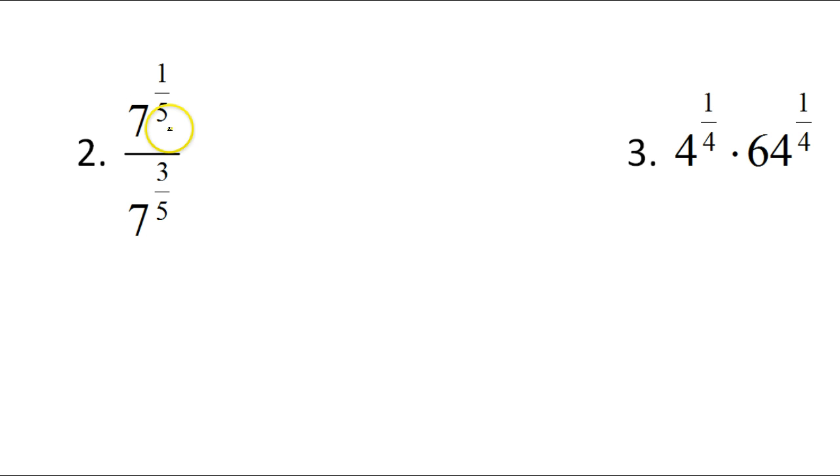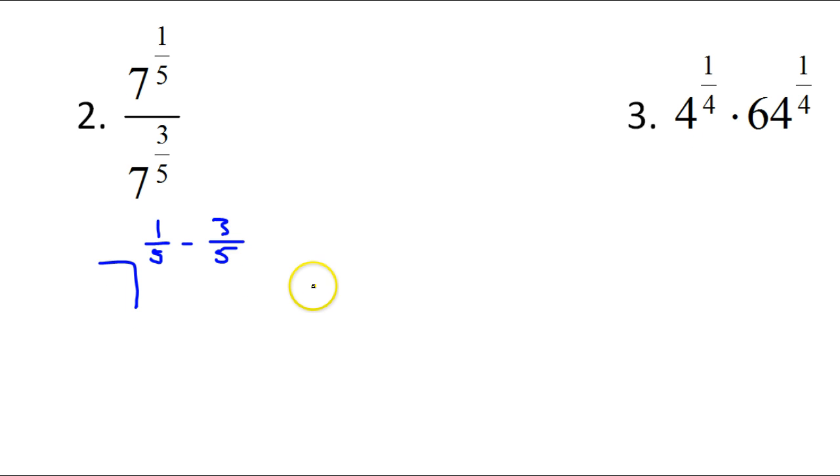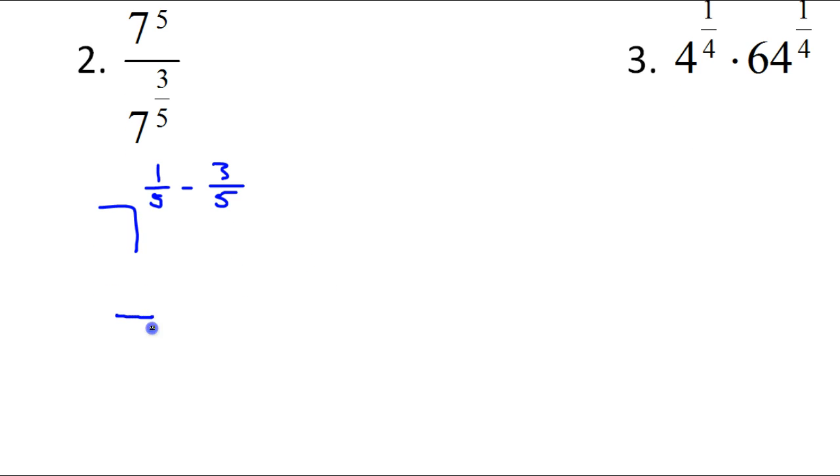Since the bases are the same, to divide we will subtract these exponents. So this will be the same thing as 7 to the 1/5 minus 3/5 power. Okay? Now, you know that 1 minus 3 is negative 2. So this will become quickly 1/5 minus 3/5 is negative 2/5.